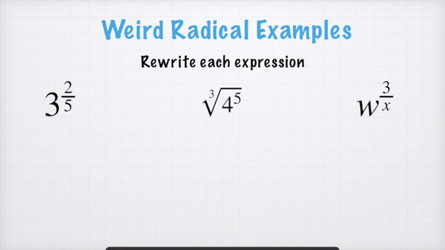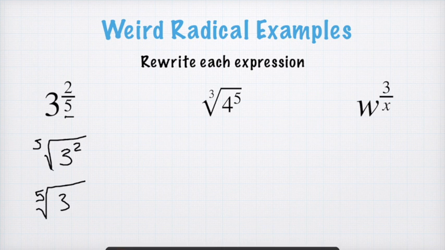Here are some weird radical roots. We're going to rewrite these. So we have 3 to the 2/5. Now, our index is 5, which means that our radicand, which is the 3, that's the base of our exponent. So the base of our exponent becomes our radicand. Our radicand is 3. Our index is 5. What's happening to that 3? It's getting squared. You could also write it as the 5th root of 3, and that's squared.